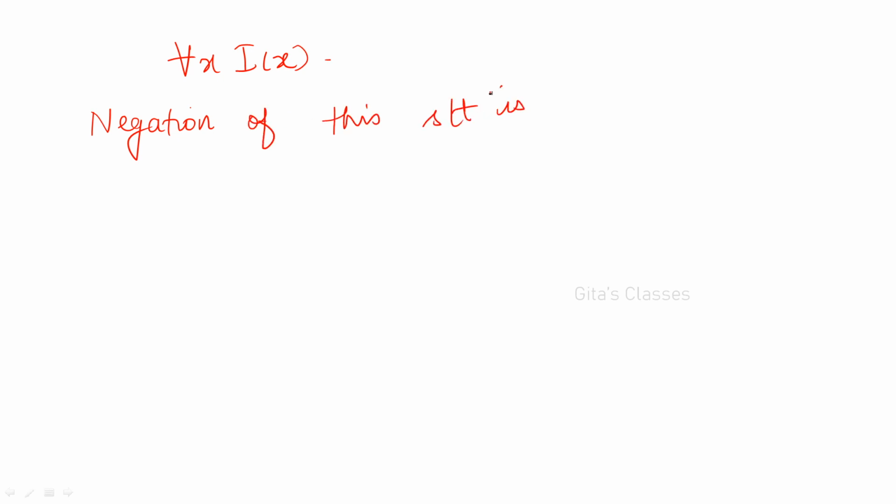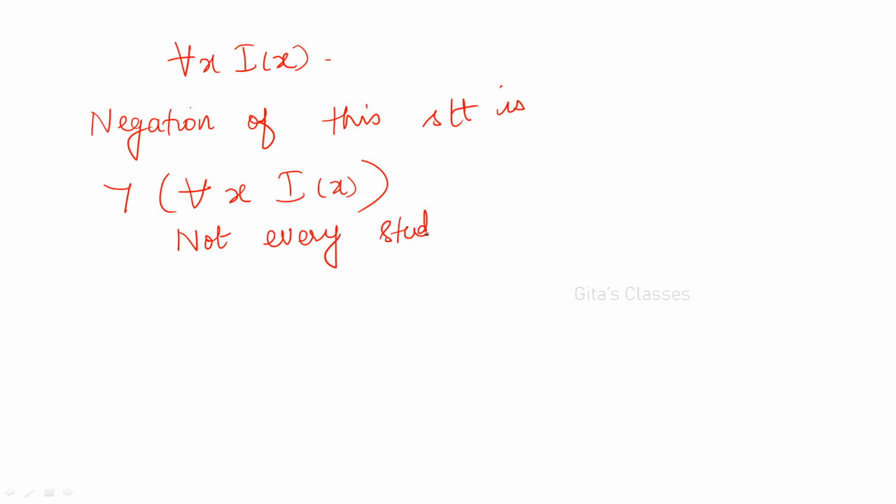negation of for all X I of X. You can write just like that. If you write like this, how will you write in English? Not every student in this class is intelligent. Okay. So if you want to write the same statement in English: not every student in this class is intelligent.